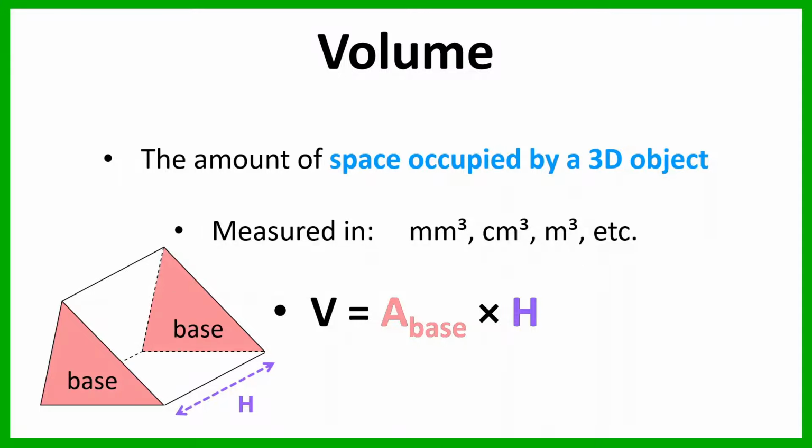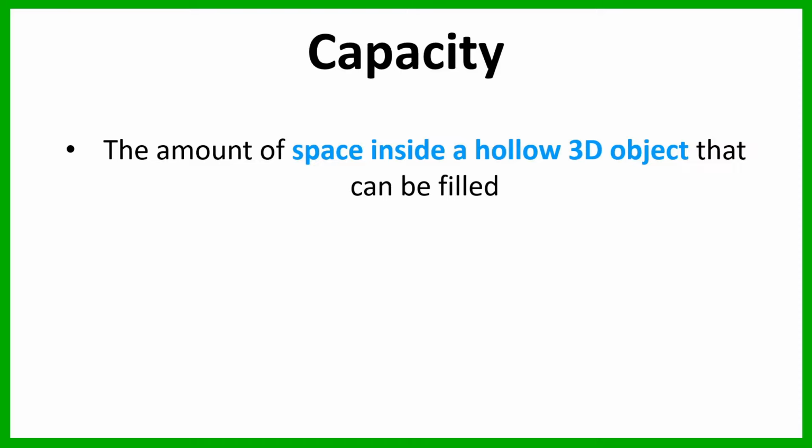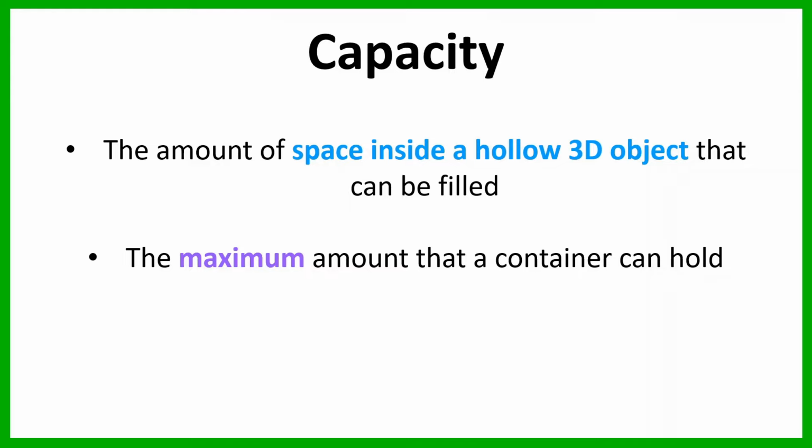Okay, then we've got the capacity. Now the capacity is different. It's similar to the volume, but it's slightly different. The volume is the space that the object itself takes up. The capacity is the space inside a hollow 3D object that can be filled. So it is the maximum amount that a container can hold. And capacity is measured in milliliters, liters, kiloliters, etc. Okay, now let's go and have a look at the conversions that you need to know.